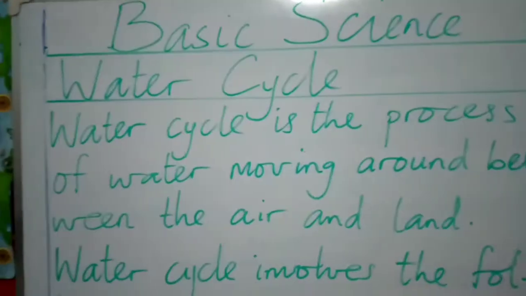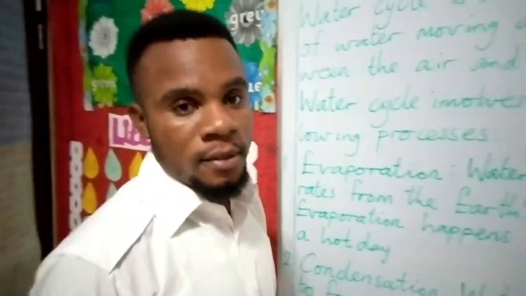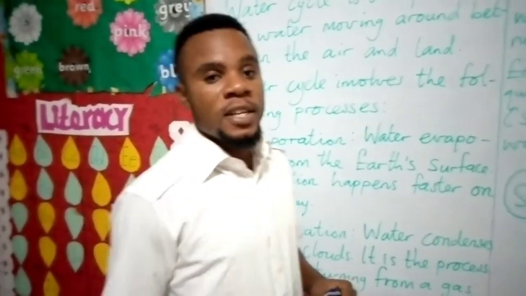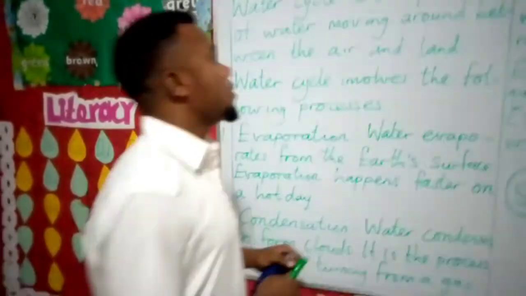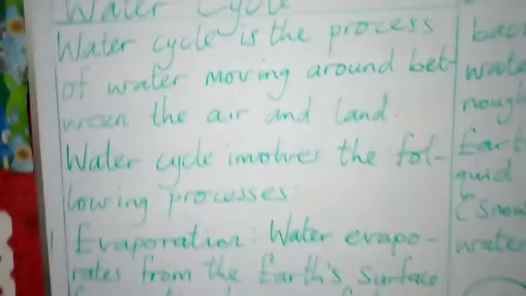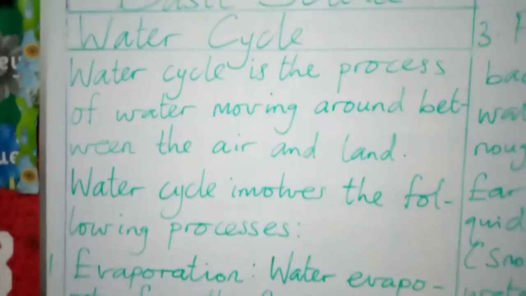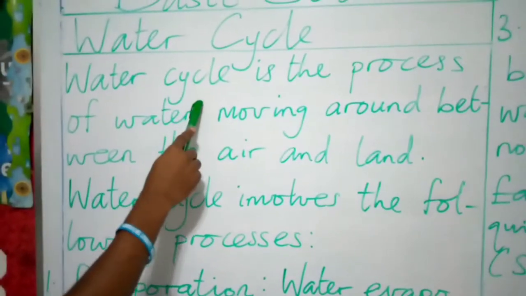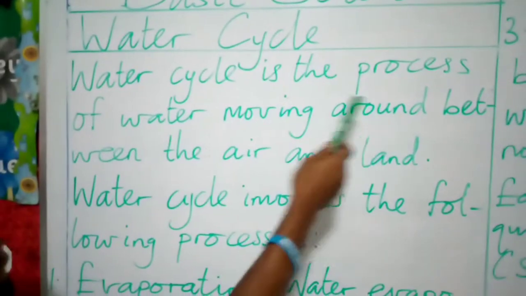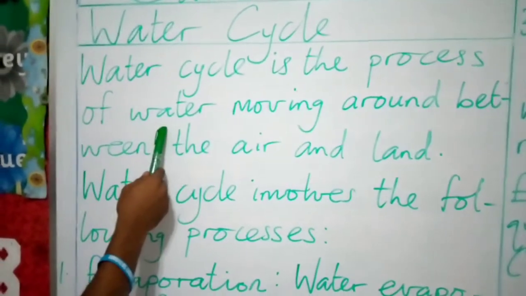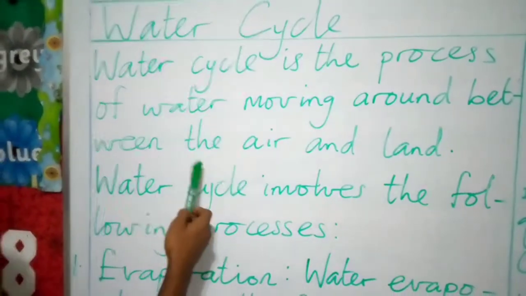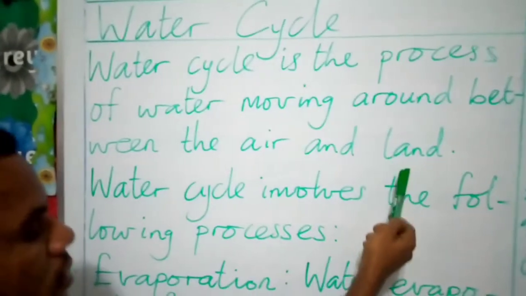So we'll be looking at this in basic science. Remember what we did in our last class? We treated freezing point. But in today's class, we'll be looking at the water cycle. Now before we go, let's look at the definition of water cycle. Water cycle is the process of water moving around between the air and land.